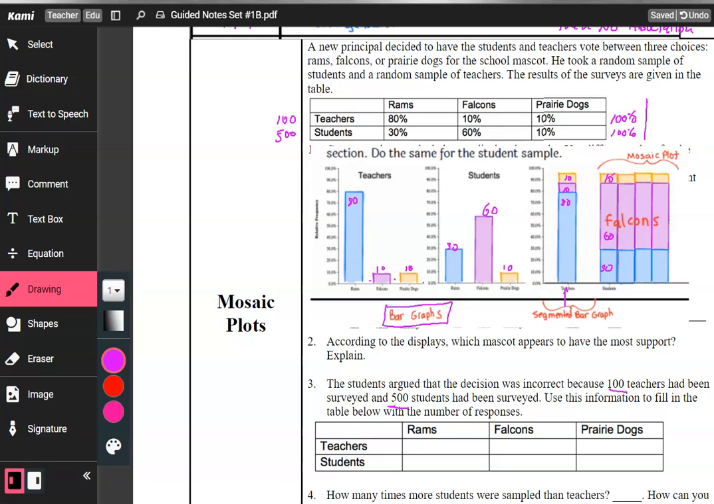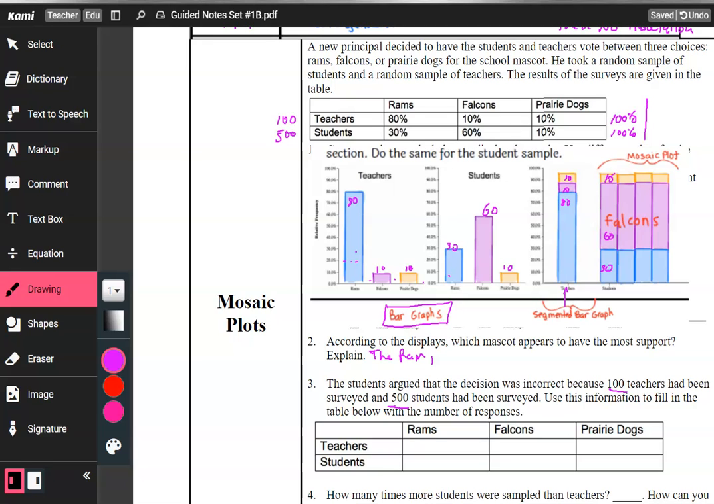Question number 2, according to the displays, which mascot appears to have the most support? So it looks like the Ram. So a possible answer, you could say the Ram. If you stack the bars for Rams together for teachers and students, it would be the tallest. So if you were to measure the 80 and the 30, these would be the tallest bars. So from this, it looks like the Rams would be the most popular vote.